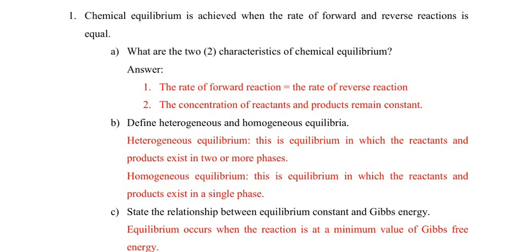Then number B, they're saying define heterogeneous. Heterogeneous just means the states are different. The states of matter are different, in which the reactants exist in two or more phases, meaning you have a solid, liquid, gas, those combinations. Homogeneous just means they're in the same state, in a single phase. If they're liquids, everything is in liquid form. Gases, everything in a gaseous form. So that's what you basically have.